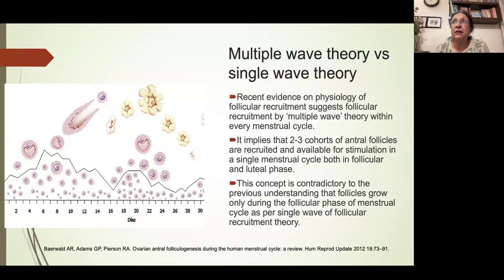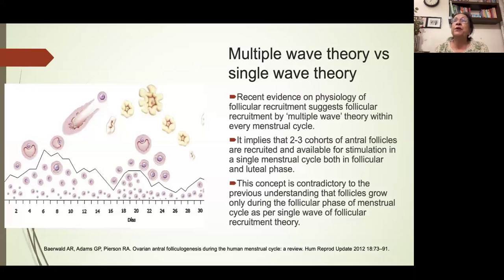And we understand that the PPOS protocol, that is progesterone primed ovarian stimulation protocol, is based on this, that we can give progesterone while stimulating a cycle. And the presence of progesterone doesn't reduce the competence of eggs, nor does it change the embryo quality. So this concept is different from the previous understanding that follicles grow only during the follicular phase, and once the recruitment happens, naturally they will only grow in the follicular phase.